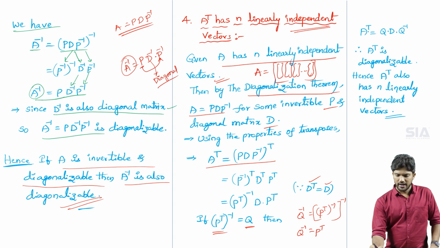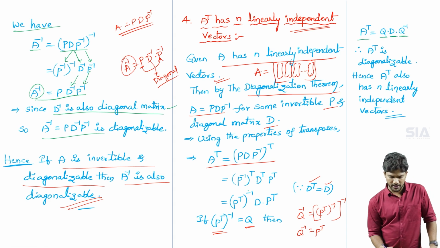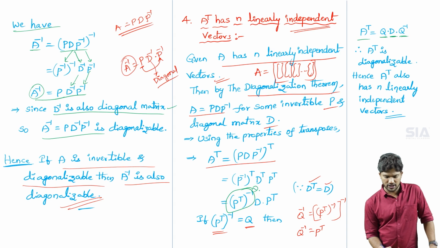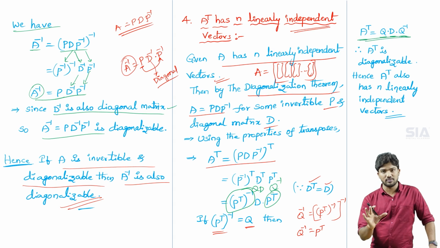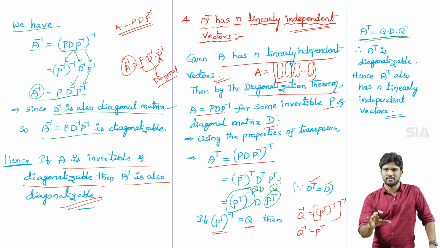So therefore A transpose is equal to Q into D into Q transpose. So this total value we can consider as Q, D will be as it is and P transpose is Q transpose. So therefore it is also in the diagonalizable condition only, diagonalizable matrix representation only.